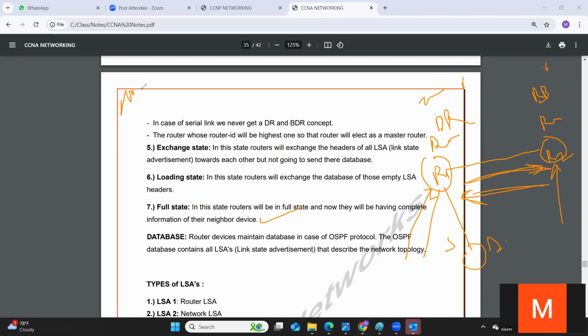One is the neighbor table, one is the database table, one is the routing table. The neighbor table means they will have neighbor information. The database table means how many prefixes, how many routers are connected, the entire topology information this router has. The routing table is the global routing table, where the shortest path will be stored. I'll show you how we will verify this in the lab.